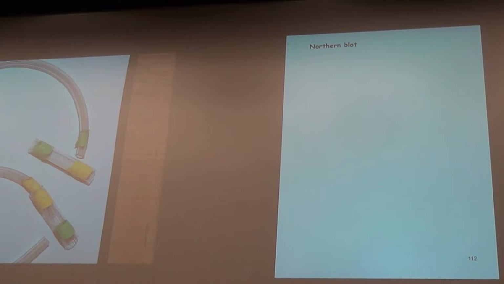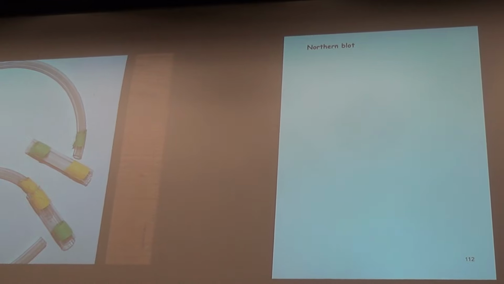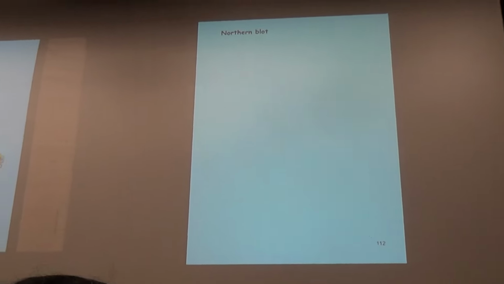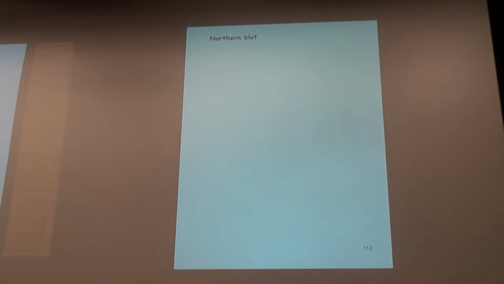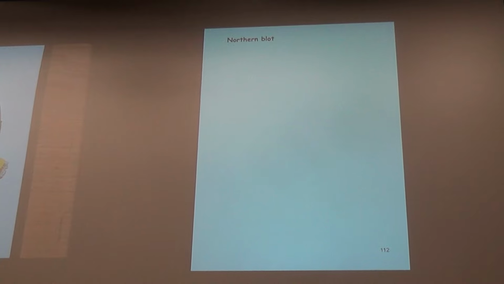Now this was not discovered by somebody named Northern. It was simply because they took Southern, so they converted the name to Northern. Just scientists trying to be funny. Basically, it's a blot where, instead of transferring DNA onto a membrane, you're transferring messenger RNA onto it. Right? So what's the key difference between DNA isolated from a cell and messenger RNA isolated from a cell?